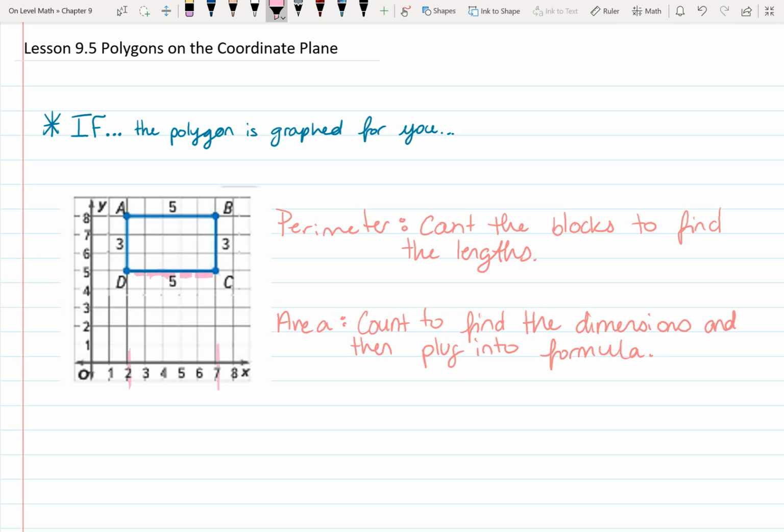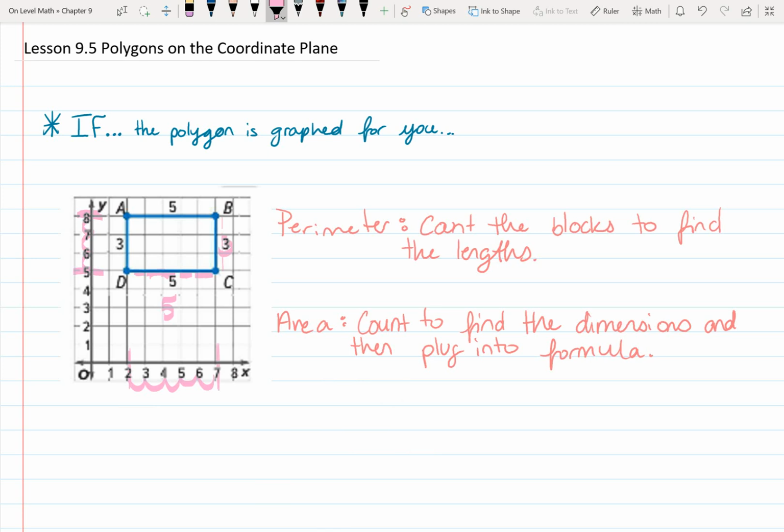But if we had to graph this ourselves, well, 2 to 7 is 5 steps. 1, 2, 3, 4, 5. So we know this would be 5 either by counting the blocks or knowing to get from 2 to 7, we have to go over 5. Here, 5 to 8, again, if it's graphed for us, we can count the blocks, 1, 2, 3, or we know to get from 5 to 8, we've got to jump 3 steps, 1, 2, 3. So we would know this is 3, and since it's a rectangle, which most of your homework will be a rectangle, if you know the bottom and the side, then you know the top and the other side as well.